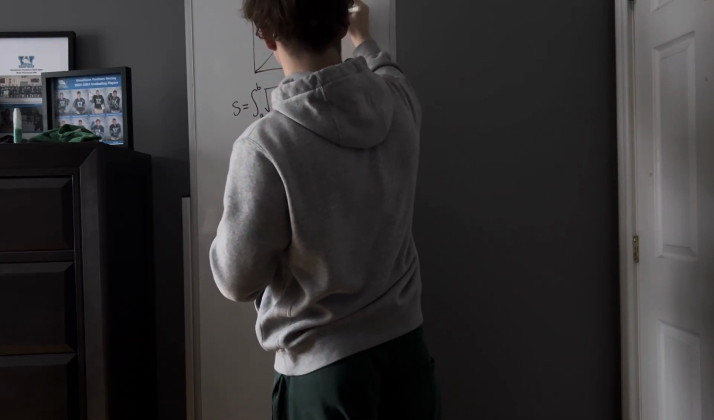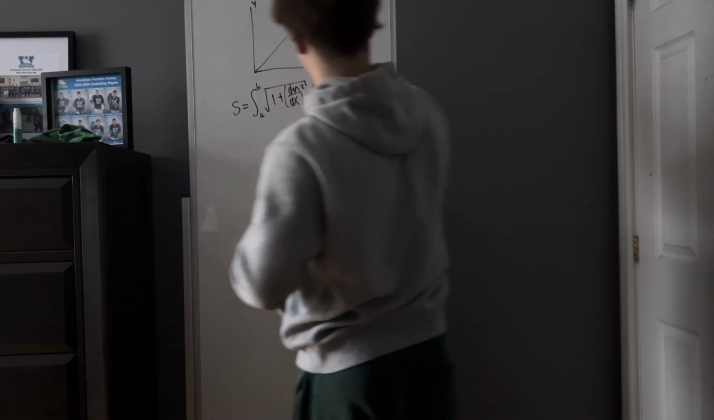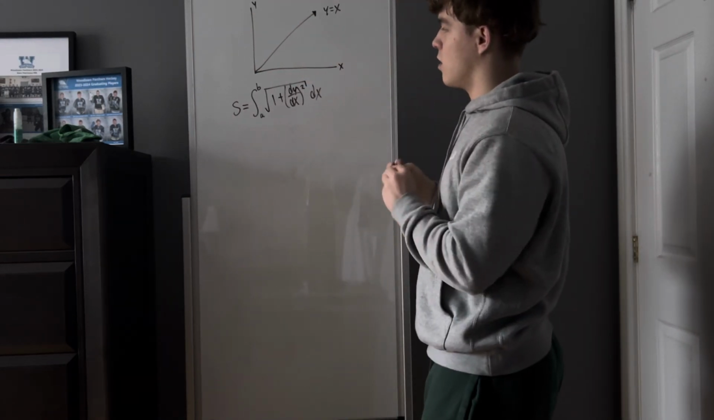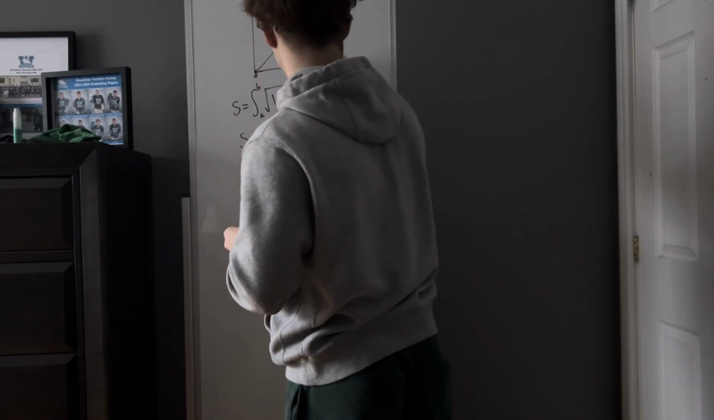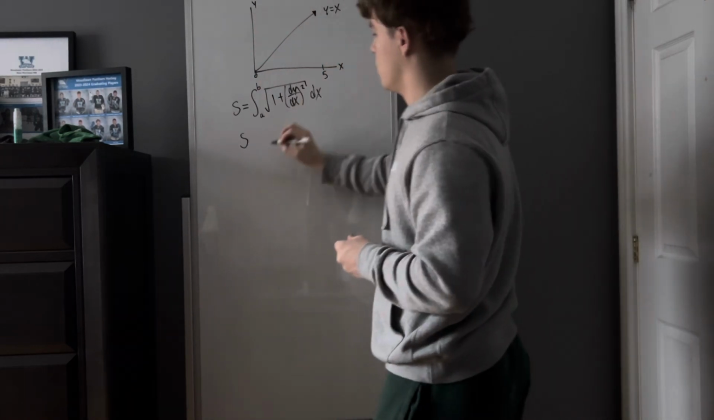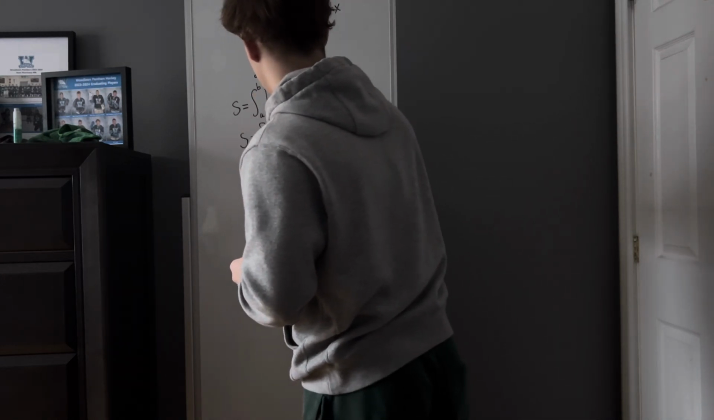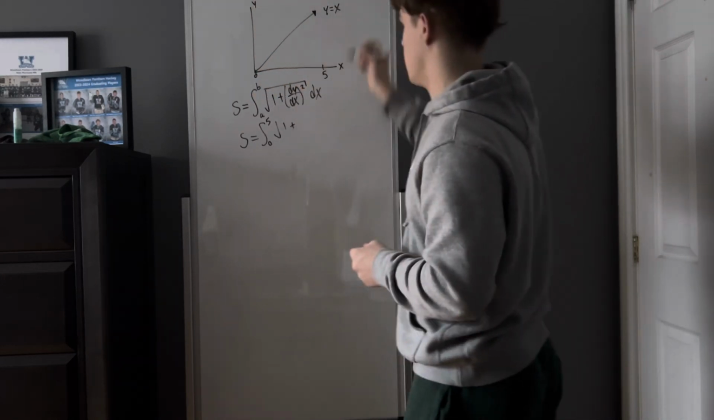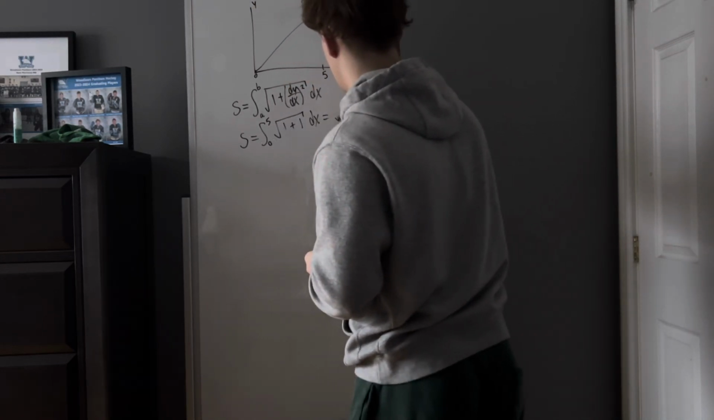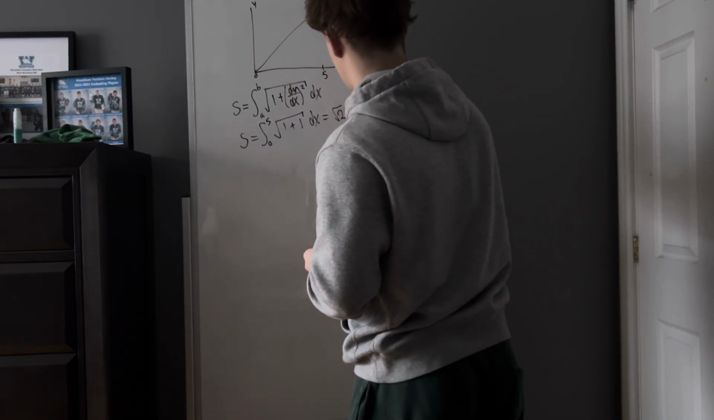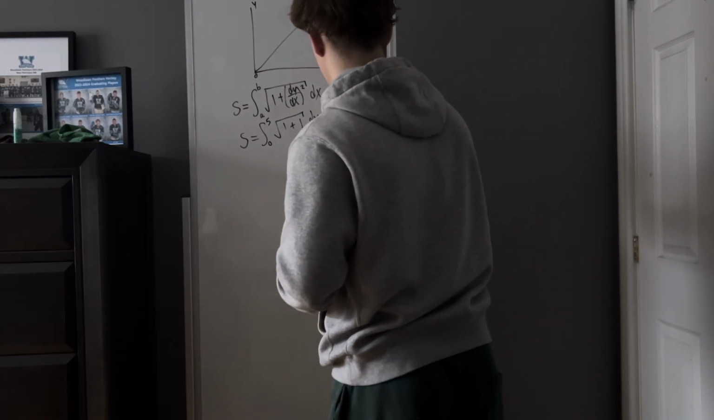y equals x. Well, our dy over dx is 1, so let's integrate from 0 to, say, 5. We've got s equals the integral from 0 to 5 of root 1 plus, what's dy dx? 1, squared, dx, which is just root 2 times 5 minus 0, which is 5 root 2.